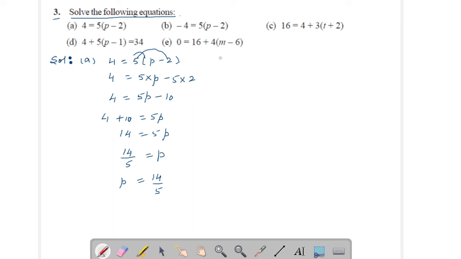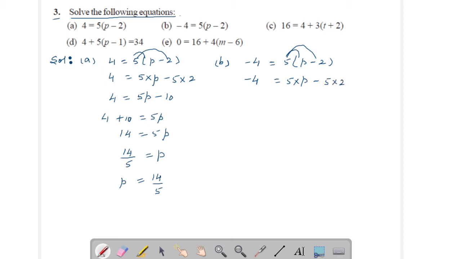Now B part, minus 4 equal to 5 within the bracket p minus 2. Here open the bracket on right hand side. This can be written as minus 4 equal to, here multiply 5 with p, that is 5 into p, minus again multiply 5 with 2, that is 5 into 2.